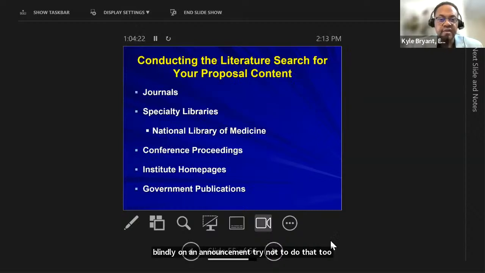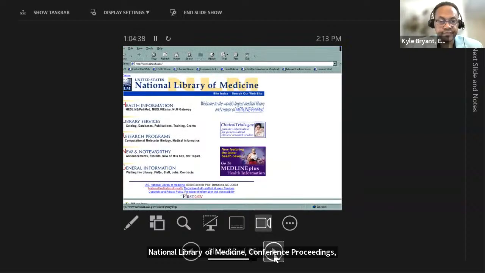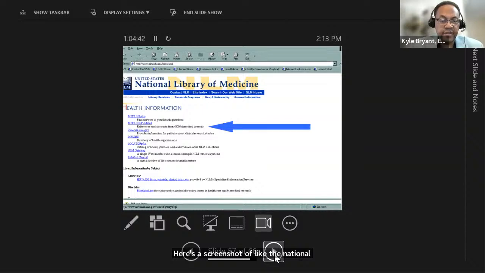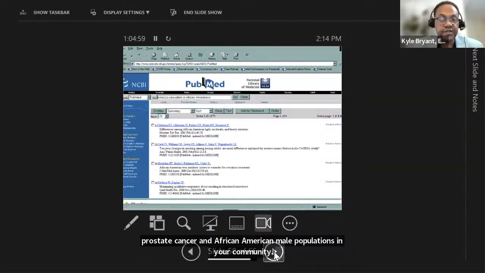I'm going to breeze through this. This is conducting the literature search for your proposal content. You can use journals, specialty libraries like the National Library of Medicine, conference proceedings, institute homepages, government publications. Here's a screenshot of the National Library of Medicine. Here they have just one of the references. These are references and abstracts from over 4,300 biomedical journals. Say if you have an interest in addressing prostate cancer in African American male populations in your community, you would go to a site like this to get information.